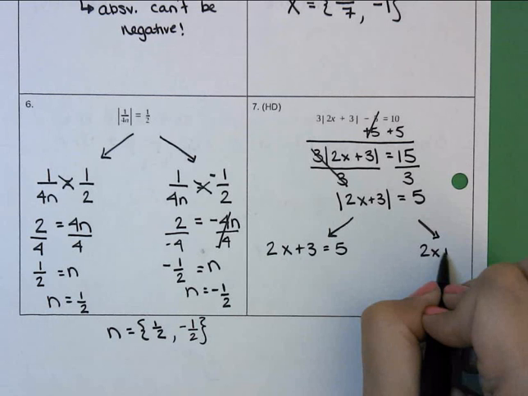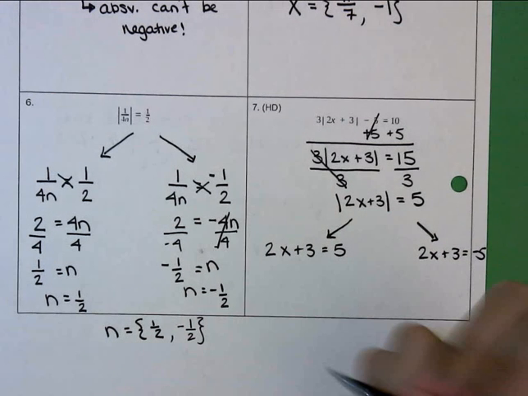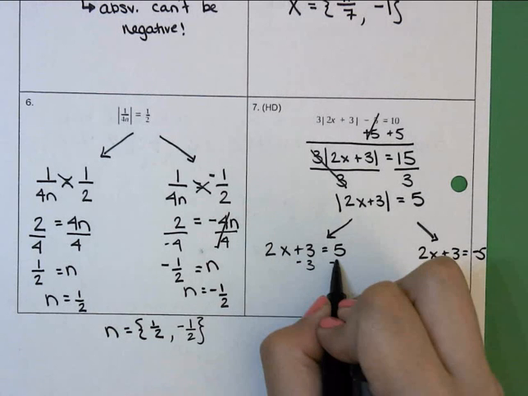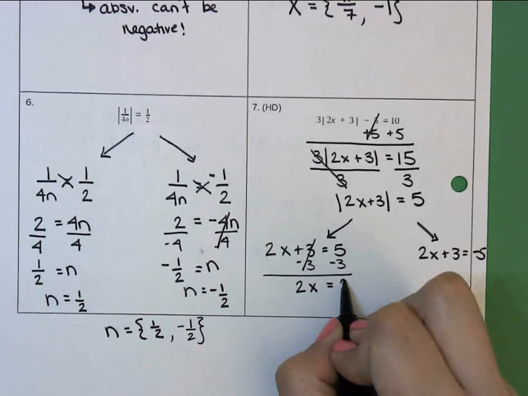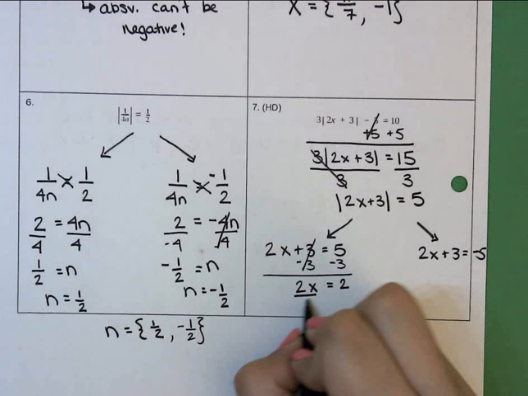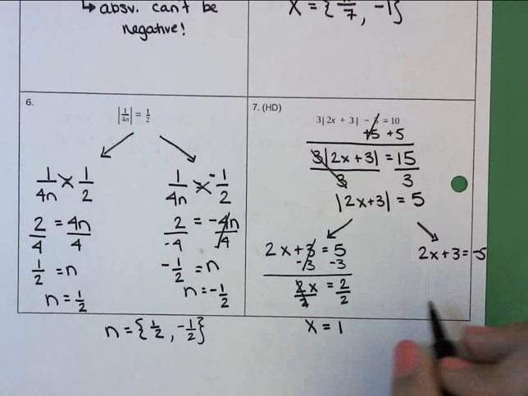Again, subtract 3 from both sides, and 2x is going to equal negative 8. Divide both sides by 2, and I have x equaling negative 4. So x is going to equal both 1 and negative 4.